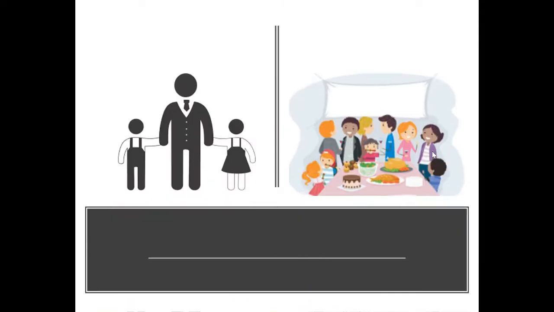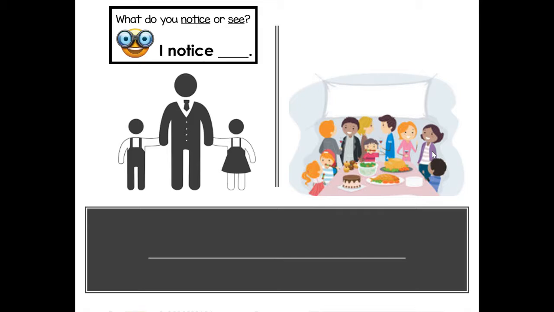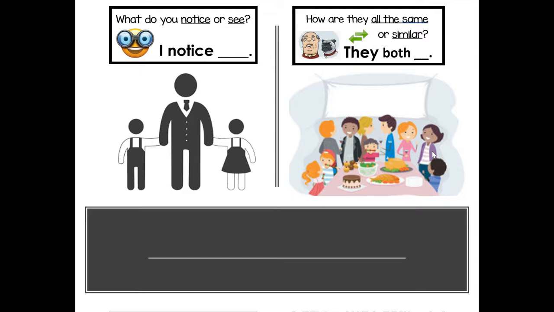Next two pictures. What do you notice or see? I notice. Well, in the first picture, I notice it looks like a dad and his two kids. So they must be related. In the next picture, it looks like a family gathering, maybe a celebration at a meal. So, how are these pictures the same or similar? They both?